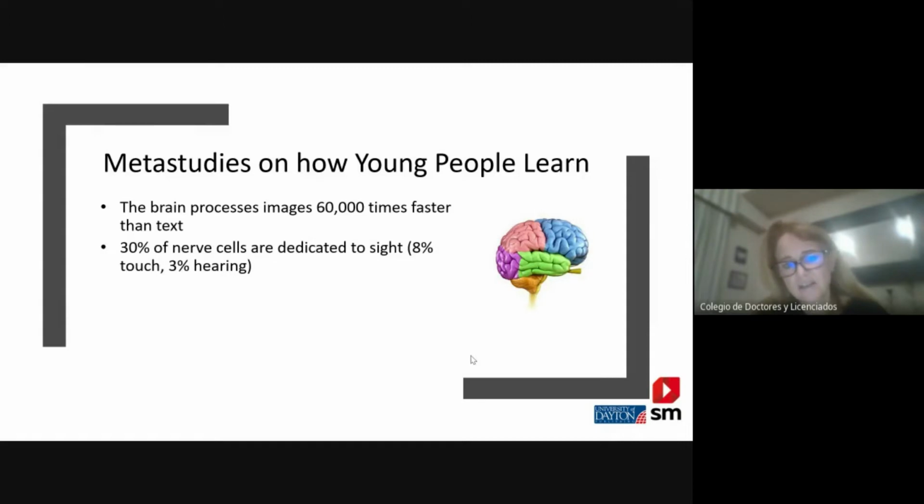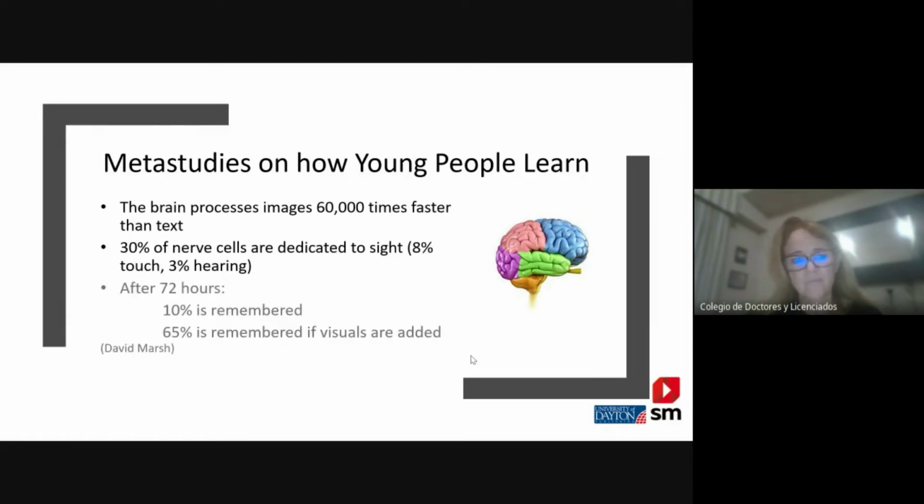30% of our nerve cells are dedicated to sight. 30%. Only 8% are in touch and 3% in hearing. And if we think about the traditional way of teaching, where the teacher is always talking and the students are always hearing, well, and if we're just looking at text, then you can see we're just not maximizing the potential of our students to be able to learn. And after 72 hours, 10% is remembered from the classes, but 65% is remembered if we add visuals. So you can see, especially when it comes to bilingualism and we're using a second language, this is really, really important.